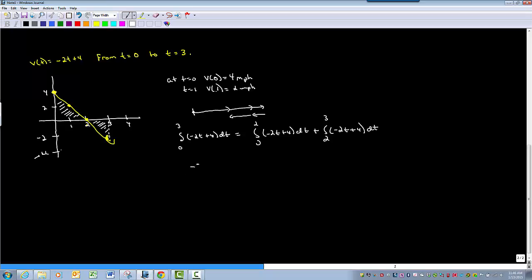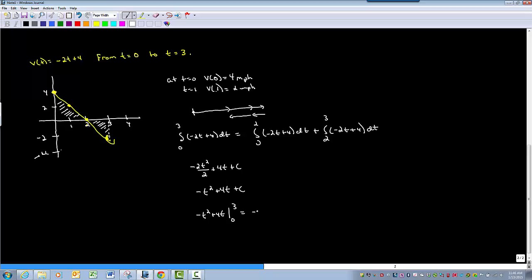So this guy right here, let's get an antiderivative for this. This will be negative 2t squared over 2 plus 4t, plus the constant of integration. That's going to go away when we use the fundamental theorem. So these 2's cancel out, and I get negative t squared plus 4t plus the constant. So this guy over here will be negative t squared plus 4t evaluated between 0 and 3.